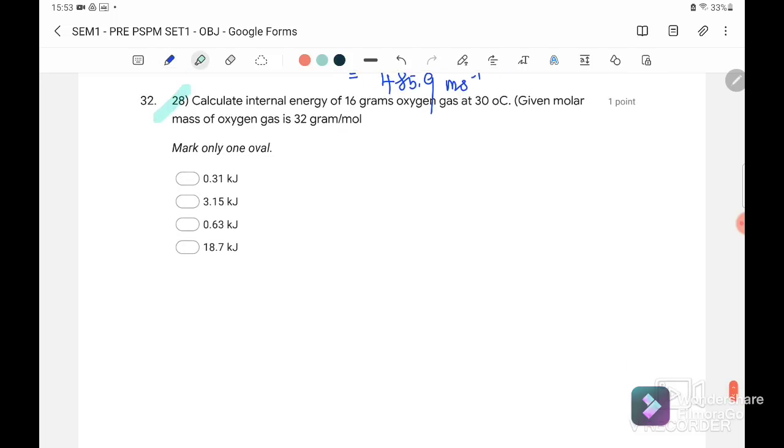Question number 28. Calculate the internal energy of 16 grams of oxygen at 30 degrees Celsius, given the molar mass of oxygen is 32 grams per mole. Now we want to calculate the internal energy, where the internal energy equation is F over 2 nRT. Since this is oxygen, F is equal to 5 because oxygen is diatomic. So I substitute 5 over 2, and we don't know n, but we can use mass per molar mass to find it.